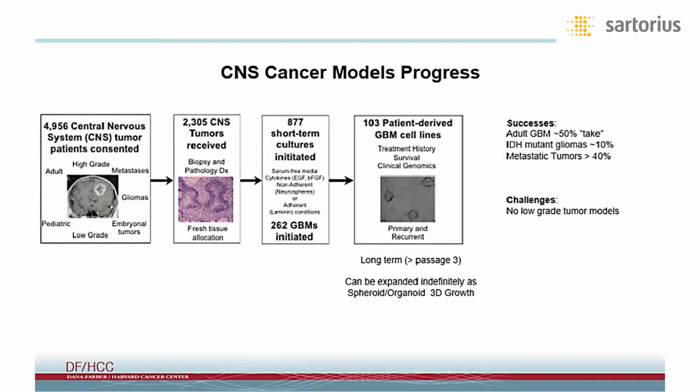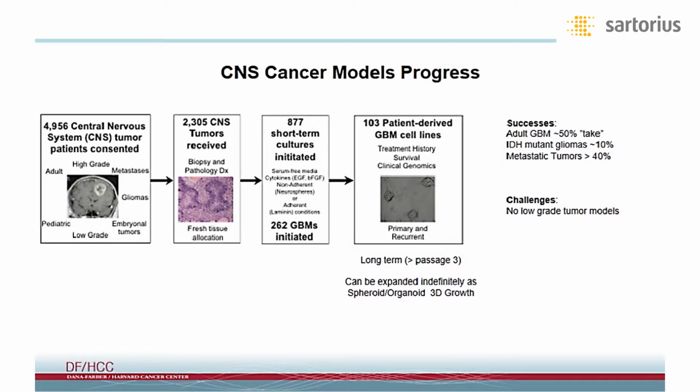So, when I talk about long-term for our group, this is greater than passage 3 in the spheroid three-dimensional type format. They can be expanded indefinitely as the implication. For brain, past passage 3 is usually the cutoff where we have both a pure culture and also the spheroids and organoids at that point will grow indefinitely, 20, 40 passages, without major changes as far as we can tell in their phenotype and genotype that would make them less useful at that point.